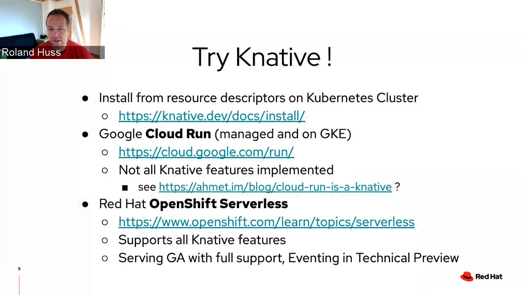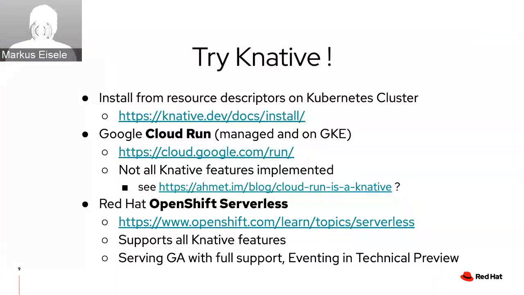One is called Google Cloud Run. This is funny because it's not really running on Kubernetes, it's running on App Engine. And you can try it out. There's a free tier you can try, but it's important to know that not all Knative features are implemented out of the box. For example, you cannot use config maps for the configuration, among other things. This is due to the nature that Google Cloud Run is based on App Engine.